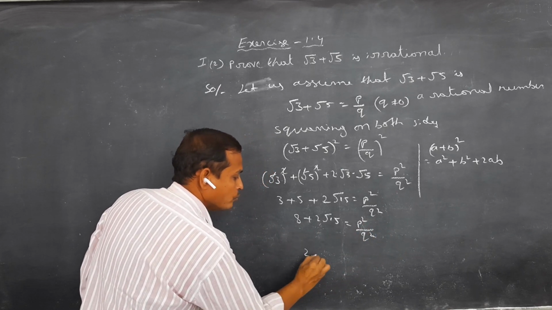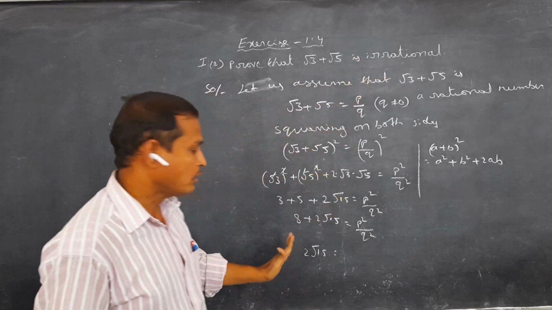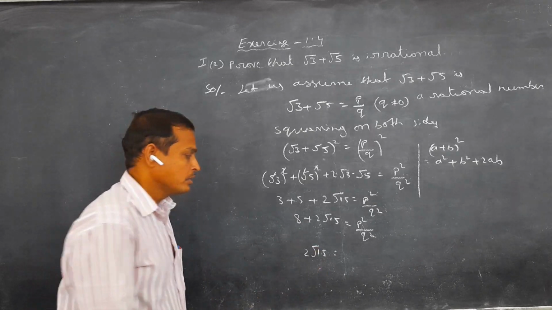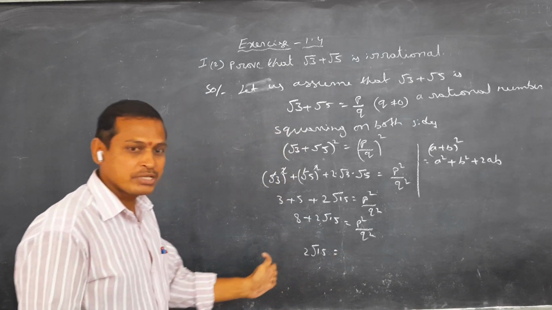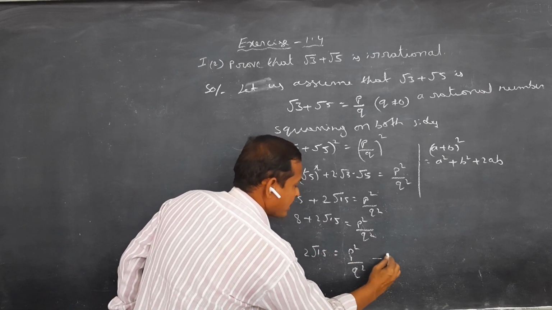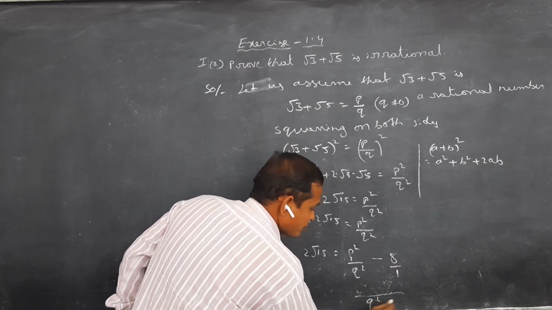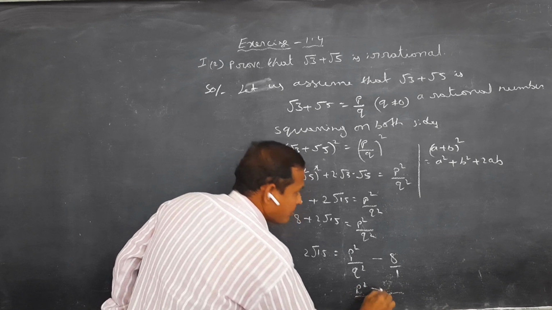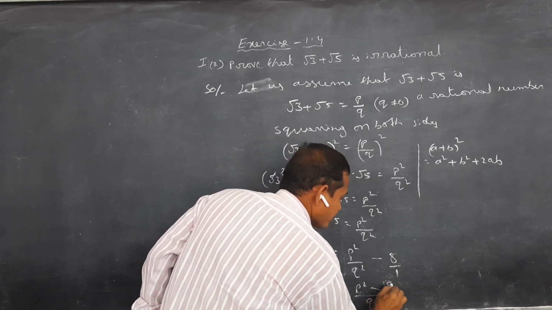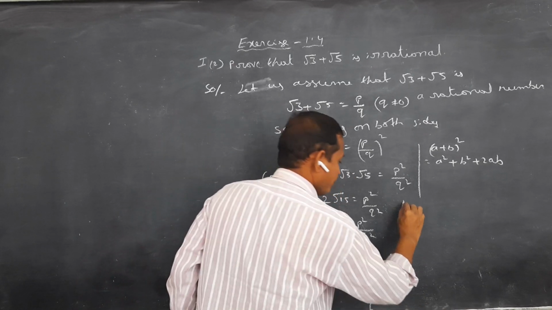Again, so 2 root 15. So we have to find the irrational number. So writing 2 root 15, the root value, on the left side, and p square by q square minus 8 on the other side. So LCM, what is it? q square. So p square minus 8 q square is equal to 2 root 15.